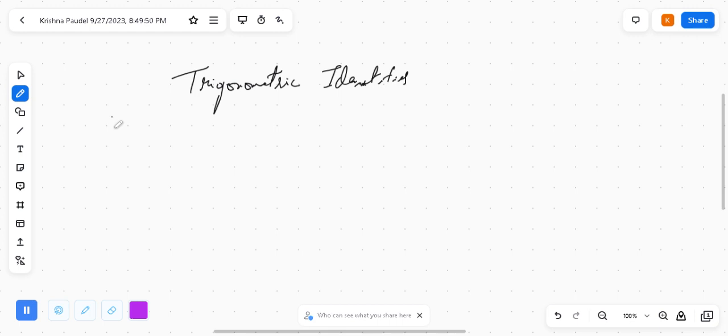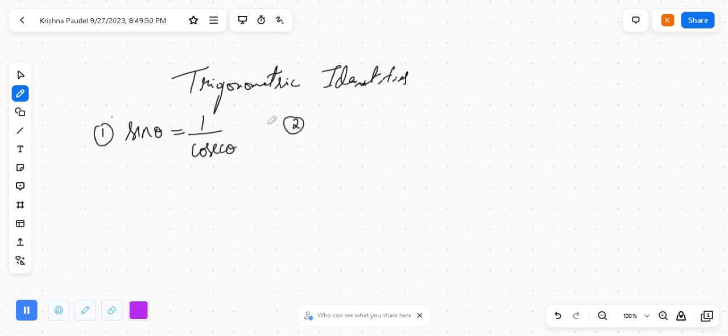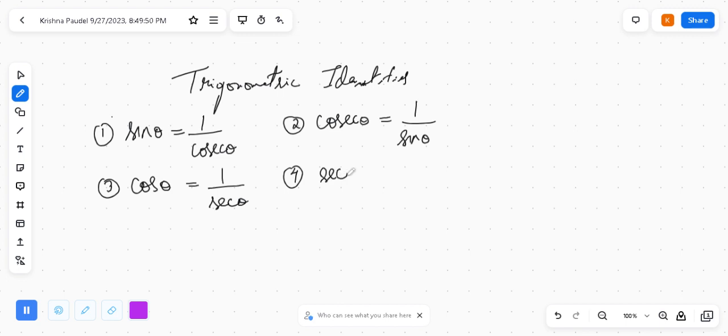So when I'm talking about relation of ratios, I should know that sin theta can be written as 1 by cosec theta. Then the opposite is also right, vice versa: cosec theta can also be written as 1 by sin theta. Number 3, cos theta can also be written as 1 by sec theta, and sec theta can also be written as 1 by cos theta.